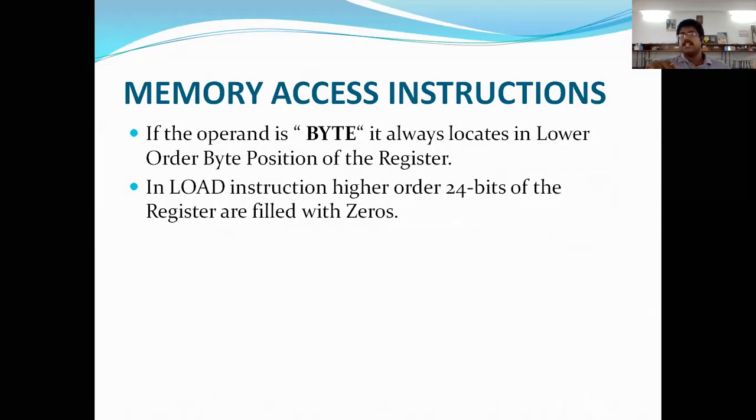It is a byte. Byte means you can insert the data in multiples of bytes only. The register length is 32 bits, and if I try to store only 8 bits of data, it will be stored in the lower order 8 bits of the register. The rest 24 bits of that register are filled with zeros. That is the thing he has told. So that is about this one.